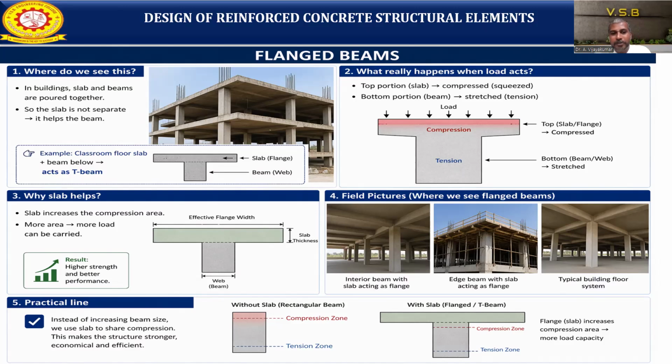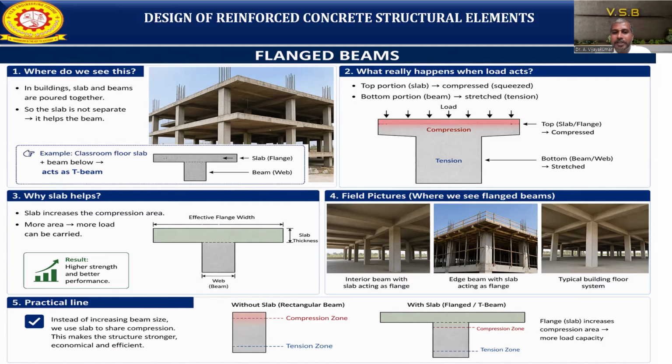Okay. Now look at the figure. This is the effective flange width. The slab thickness is the flange, and this is the web of the beam. This is the behavior of the T-beam. Some pictures we have shown from the field, where we can see the flange of the beams. When you move from one place to another on our floors, corridors and classrooms, we can notice this type of structure in our college. So the interior beam has the slab acting as a flange.